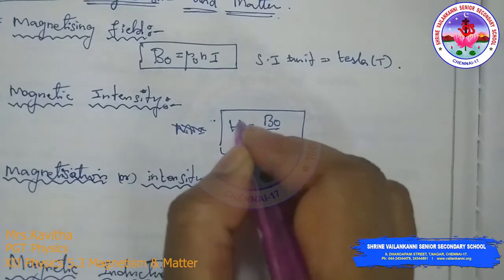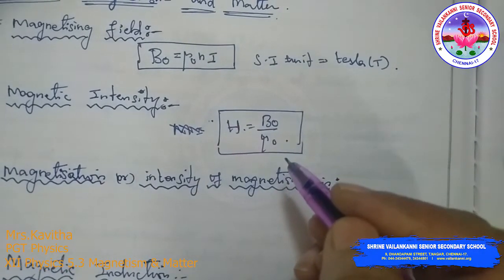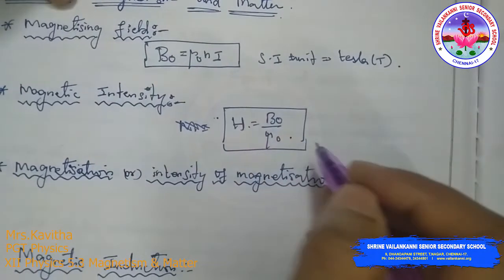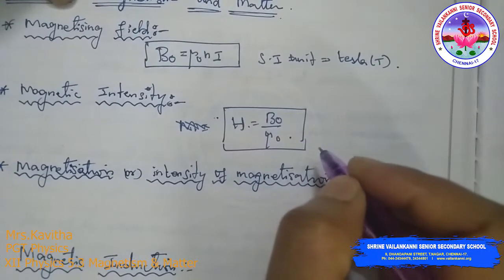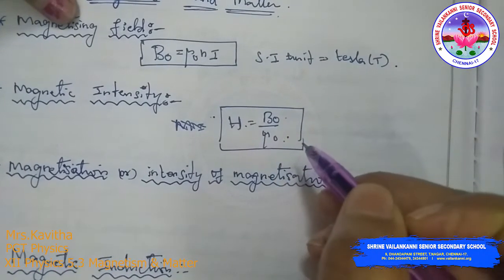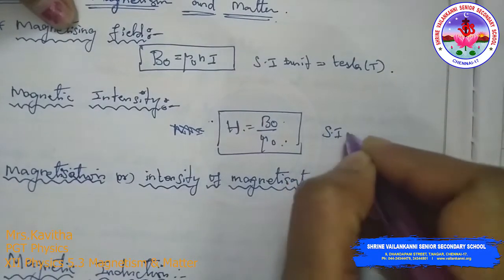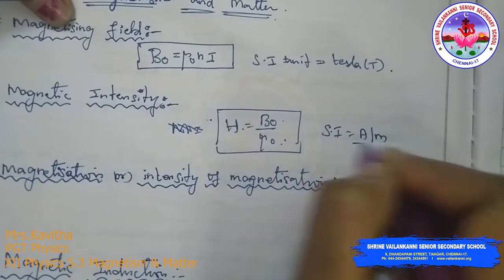H is equal to B naught by mu naught. The SI unit is ampere per meter, because it is the number of ampere turns per unit length. So the SI unit is ampere per meter.